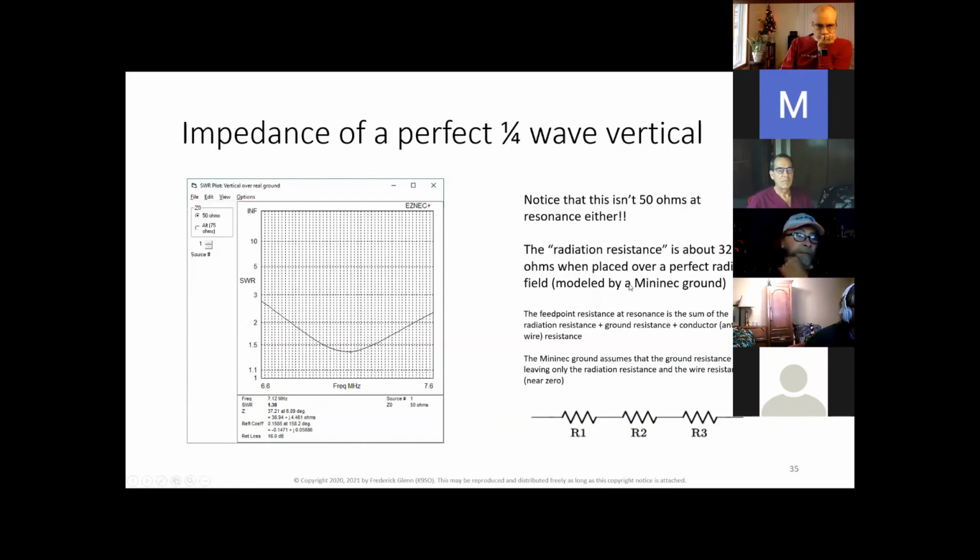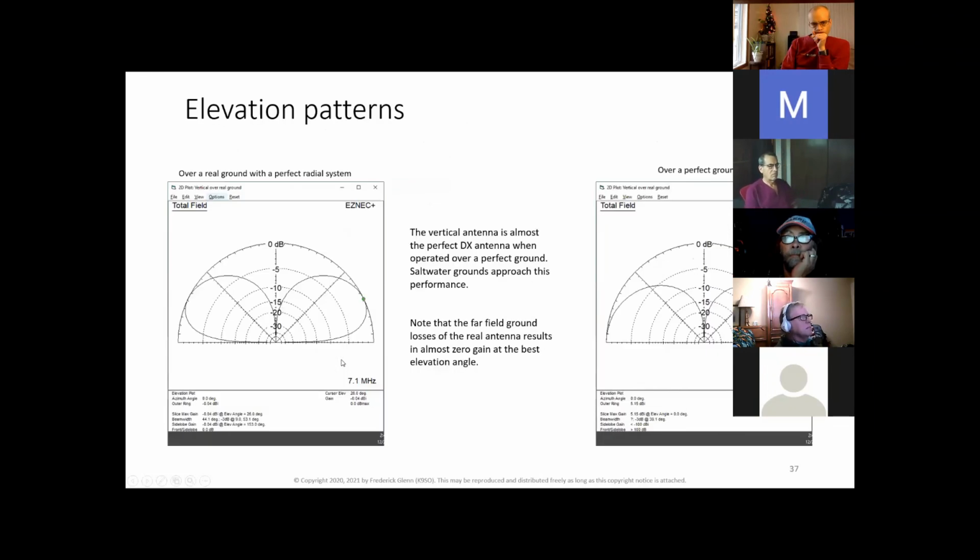Now, Laval, if you recall what we were talking about, let's see how close you are to a mini-NEC ground and what you've done. We have a radiation resistance called R1 here, which is about 32 ohms. R2 is the sum of all your little ground radials, your local ground resistance. And R3 is the resistance of your antenna wire, which we can normally just ignore. So the better your ground, the closer you're going to be to 32 ohms.